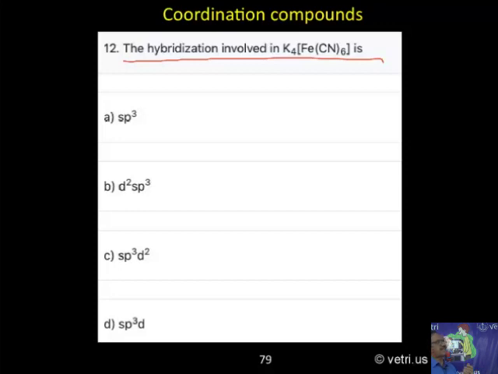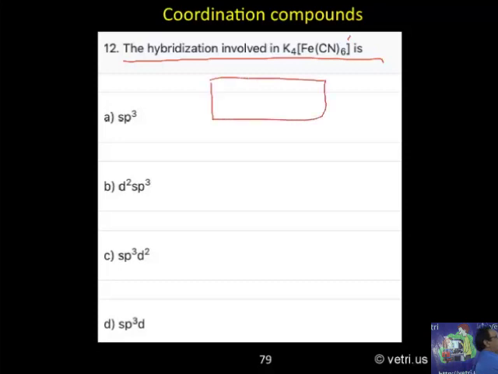Iron is d6. Then 2 plus. That is 6 minus, 4 plus. 6 cyanides means 6 minus will be there, and with K4, 4 plus potassium, so the complex has 4 minus. So iron is Fe2+, that is, 2 electrons removed. See, very simple.